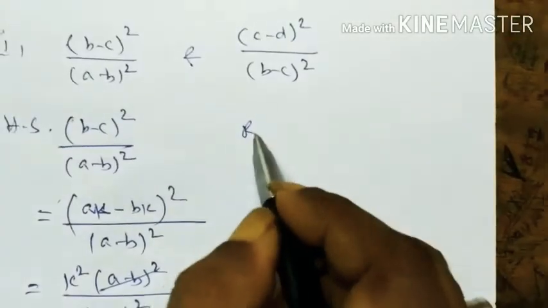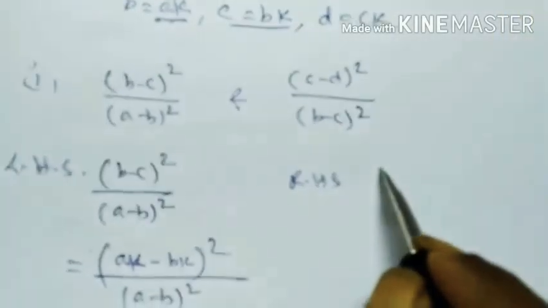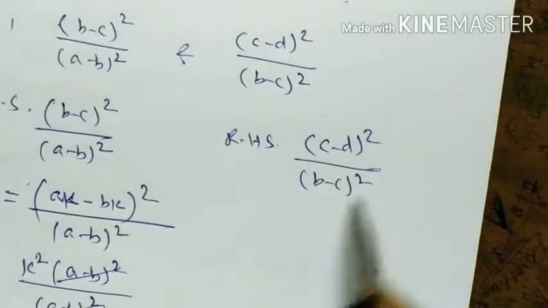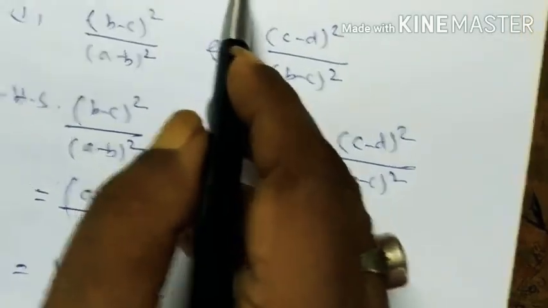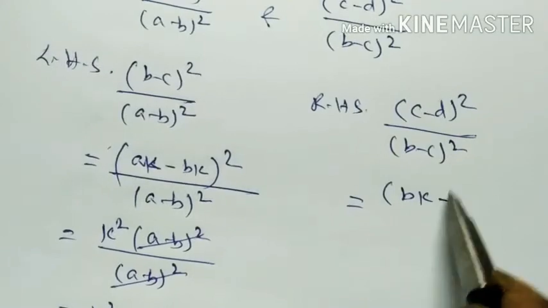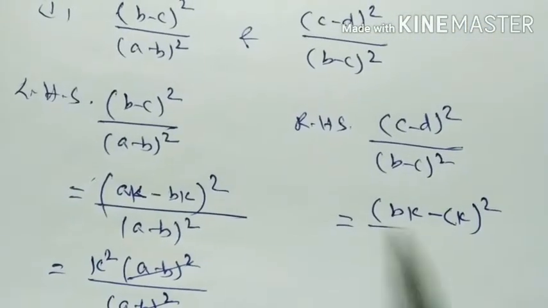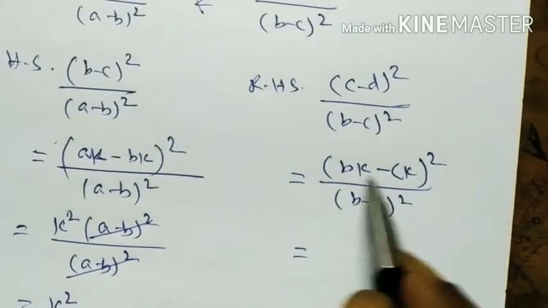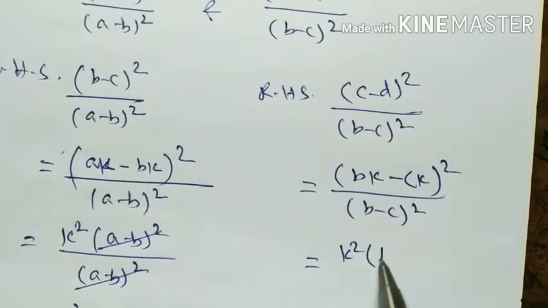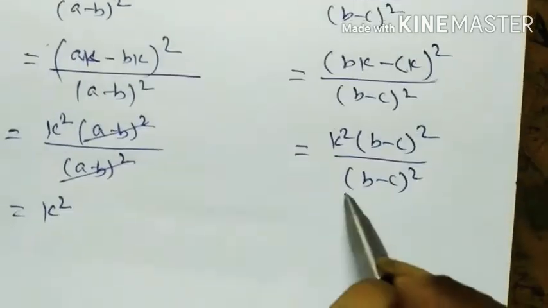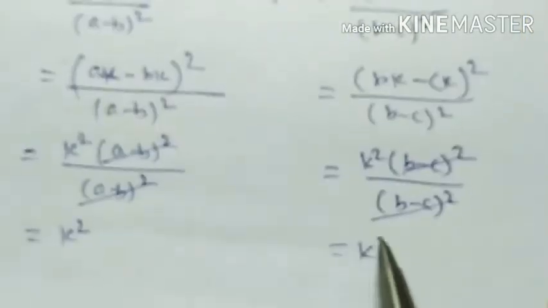Now I go for right hand side. Here right hand side, C minus D the whole square by B minus C the whole square. I am going to put the value of C. The value of C is BK. So BK minus value of D, which is CK. So this is CK minus BK the whole square and B minus C the whole square. Here your K is common, which comes out to be K square B minus C the whole square by B minus C the whole square. This cancels out, is equal to K square.